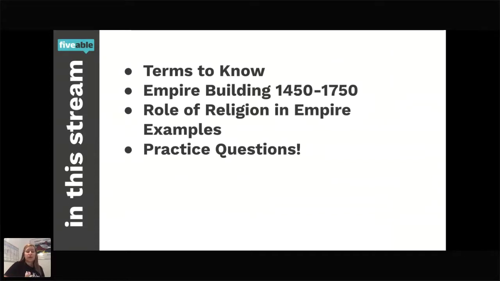And so we're going to go over some terms to know. Some of the terms are really going to be more about government-based. And then we're going to talk about empire building from 1450 to 1750 and the role of religion in different empires. So we're going to be looking at different empires around the world that existed during 1450 to 1750 and how those specific empires used religion to govern.